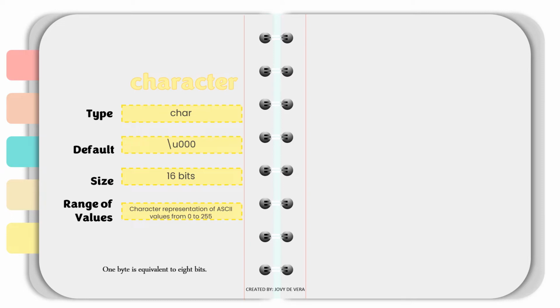The char data type are the characters. So the default value is \u0000. The size is 16 bits. Range of values. So characters representation of ASCII values from 0 to 255.